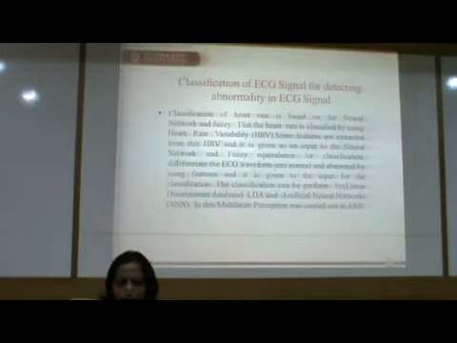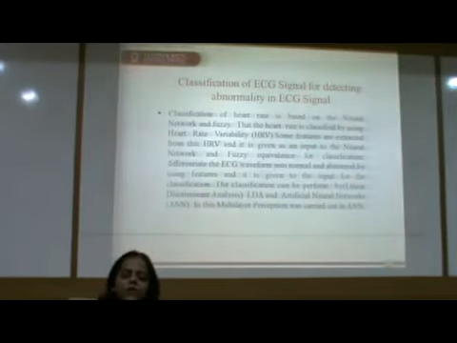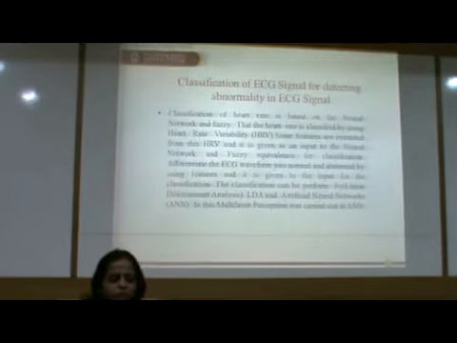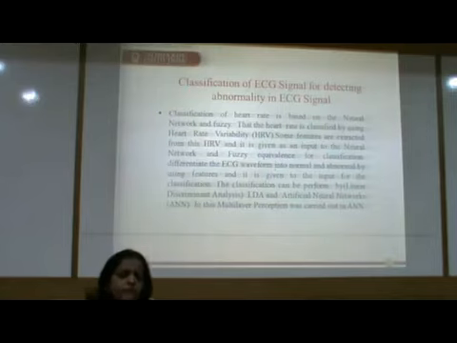Now after pre-processing and feature extraction, we use the classification of the signal for detecting abnormalities in the ECG signal. Classification of heart rate is based on neural network and fuzzy. That is, heart rate is classified by using heart rate variability, that is HRV. Some features are extracted from this HRV and given as an input to the neural network and fuzzy equivalence for classification.